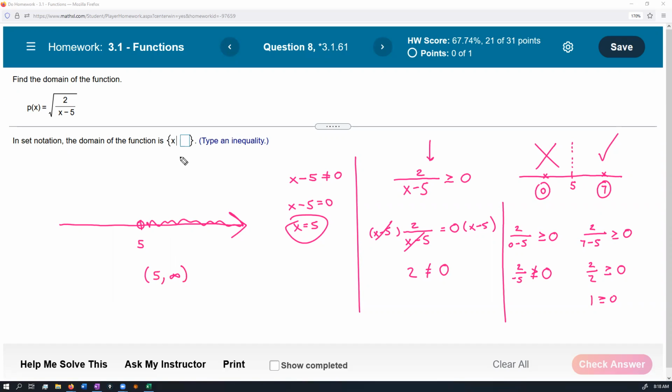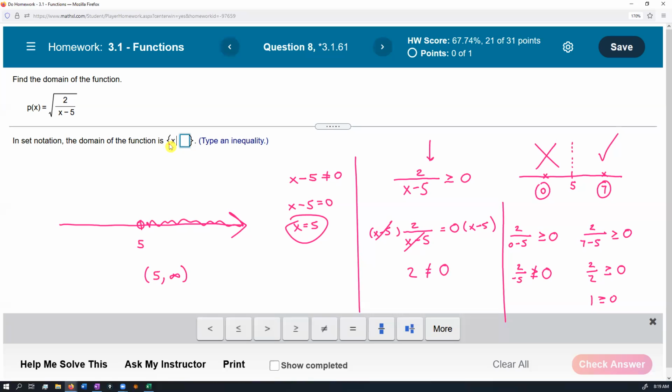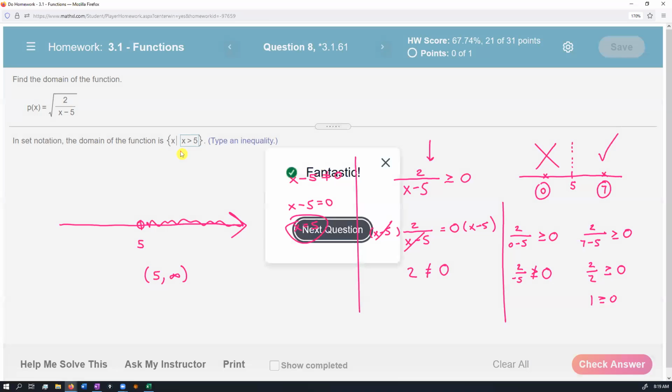Now, they want this in here. They say type an inequality for this. Okay, so they didn't want interval notation. They want set notation. So all I'm going to say is it's all the x such that x is strictly bigger than 5. And that's it.